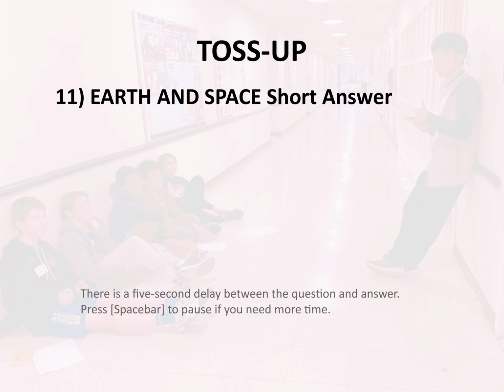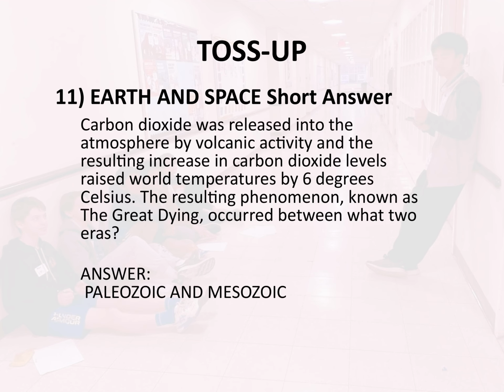Toss-up 11. Earth and space. Short answer: carbon dioxide was released into the atmosphere by volcanic activity, and the resulting increase in carbon dioxide levels raised world temperatures by 6 degrees Celsius. The resulting phenomenon, known as the Great Dying, occurred between what two eras? Answer: Paleozoic and Mesozoic.